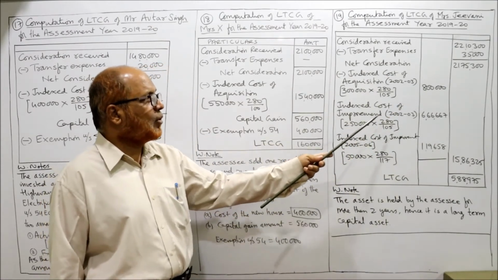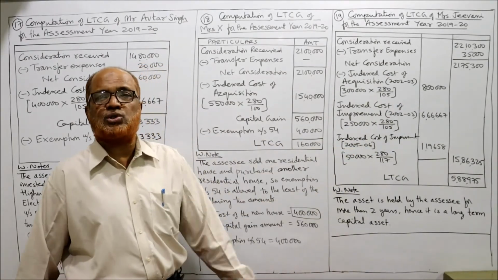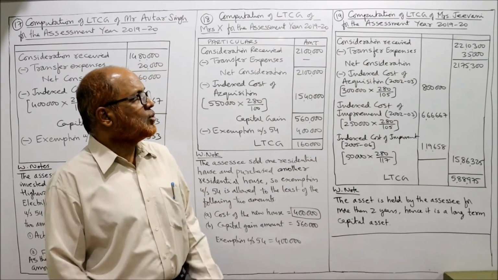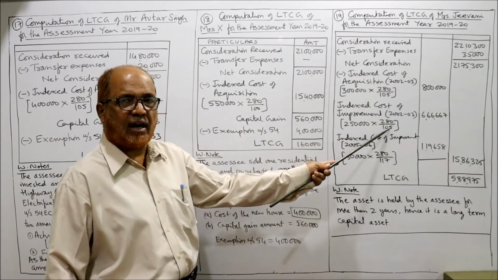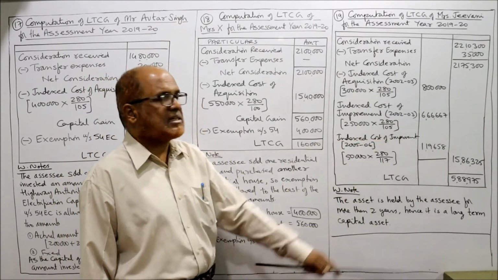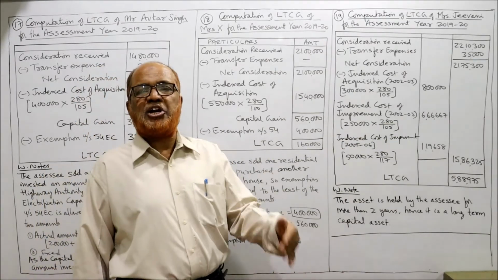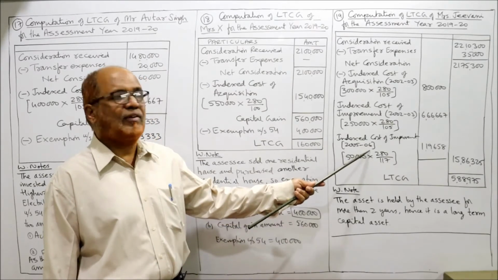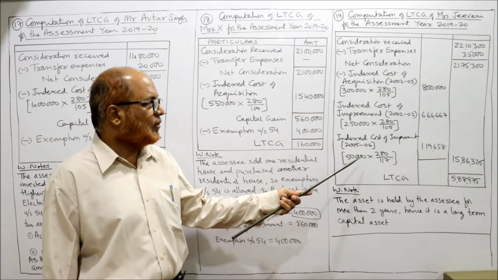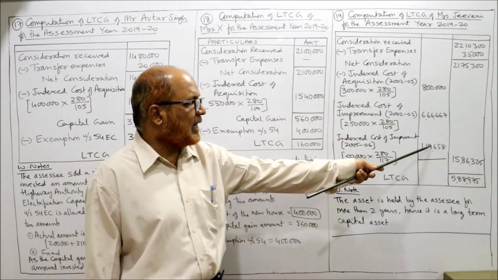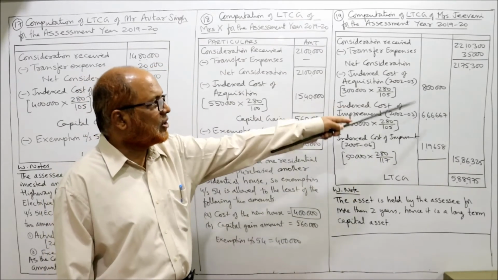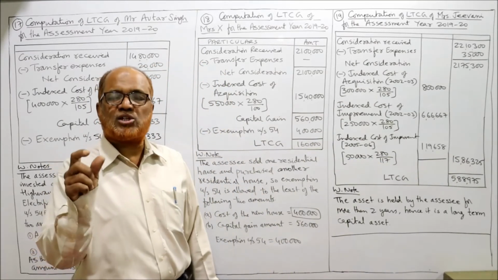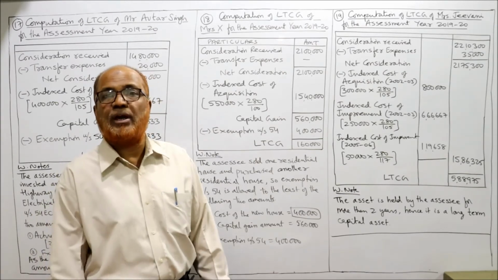Similarly, indexed cost of improvement. Improvement was also made in 2002-2003. So 2,50,000 into 280 by 105, where the 2002-2003 index is 105 and the current previous year is 280. So 6,66,667. Some capital expenditure is incurred, that is also cost of improvement. So in 2005-2006, 50,000 rupees capital expenditure is incurred. So 50,000 into 280 by 117, 1,19,658. Take the total, we'll get 15,86,325. This is the total of indexed cost of acquisition and indexed cost of improvement.